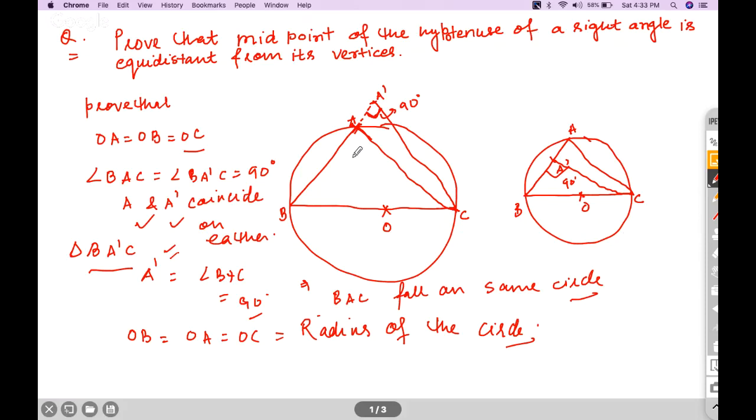What I have tried to do is, I have not taken all 3 points on the circle. I have taken any other point A dash instead of A. I have tried to prove that this A dash and A coincide with each other, and then I have told that as B, A, C is on the circumference of the circle, then OB would be equal to OC, and that would be equal to OA, because any point on the circumference of the circle would be equidistant from the center, because it will be the radius of the circle. So that is how you have to solve this. Now let me go to another question.